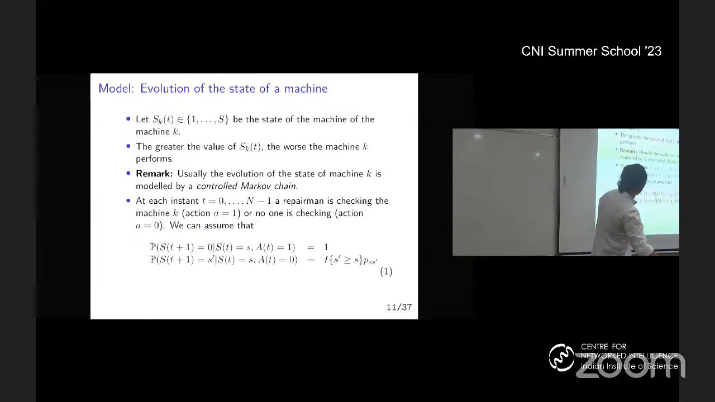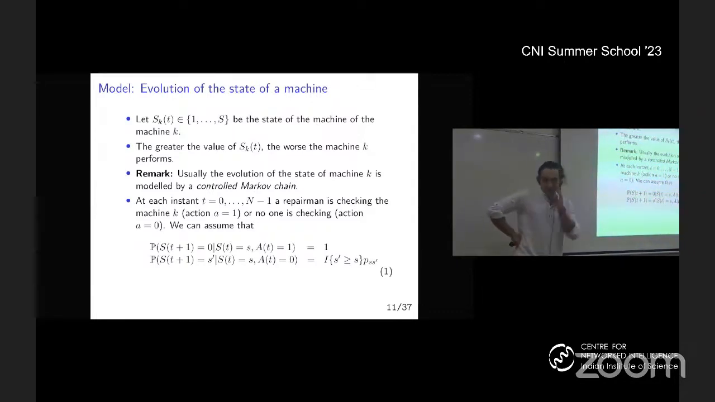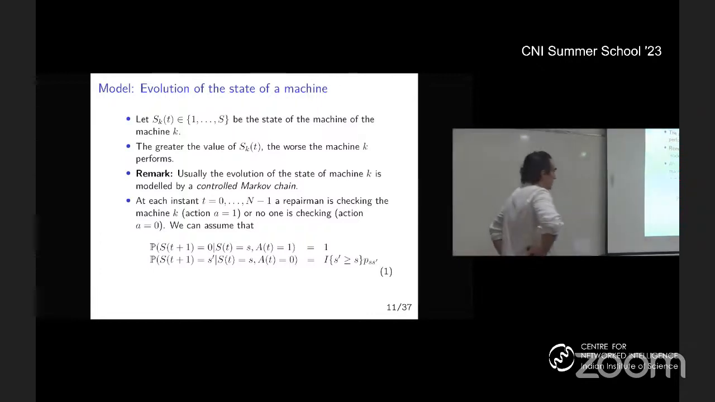So what we can simply do is write the following Markov chain, saying that the probability that at t plus 1 machine k is in a good state, knowing that the machine was in a state S and that your repair action is 1. So basically, when the repair guy goes, he is able to reset completely the machine, right? And otherwise, you just degrade with a certain probability distribution. Okay.